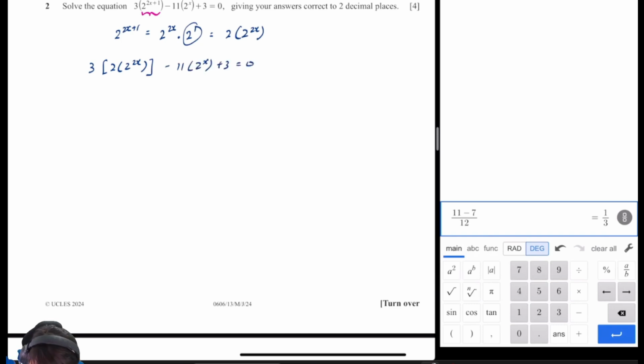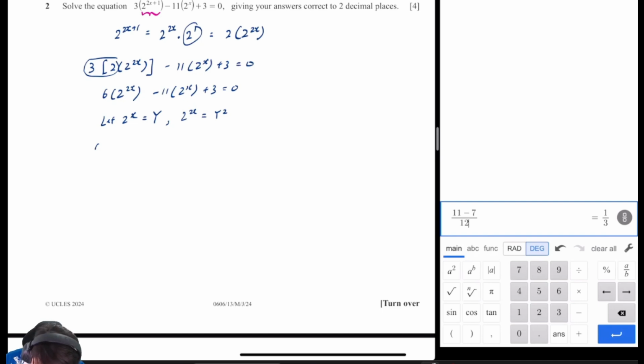In this case, just multiply 3 and 2. That would be 6 times 2 to the power of x, minus 11 times 2 to the power of x, plus 3 is equal to 0. Let 2 to the power of x be y. Yes, we have to substitute a value. And 2 to the power 2x will be y squared.